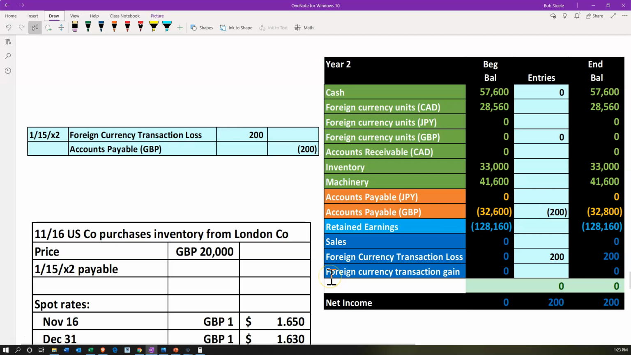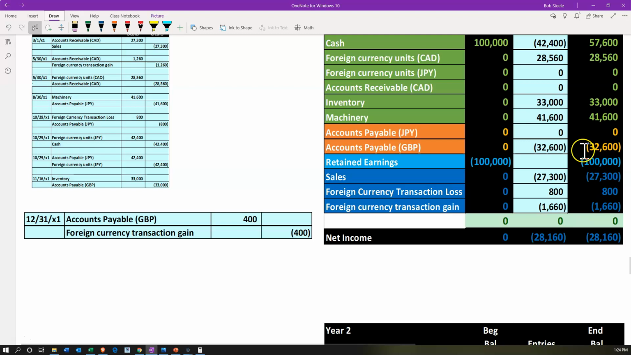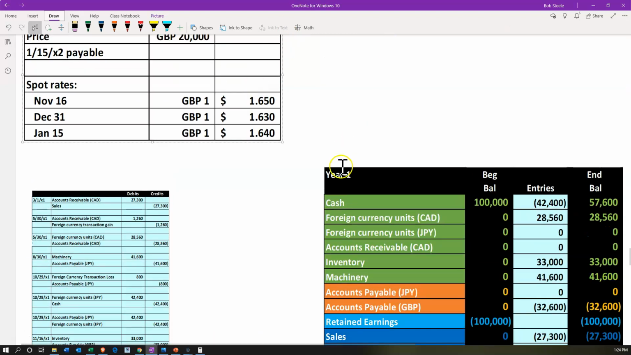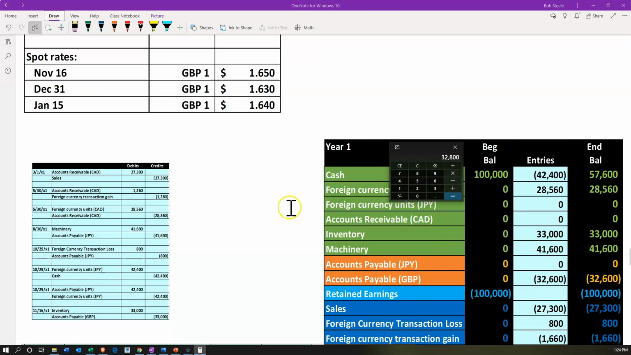Okay, so now what's going to happen is we're going to pay off the payable, but before we do so, time has now passed. Once again, we're going to have to revalue the payable. So let's consider what it was at before, the 32.6 that we just looked at, and then we're going to do our calculation for the next time period. So the next time period is going to be 20,000 times, now we're at 1.64, and so that's going to be 32.8.